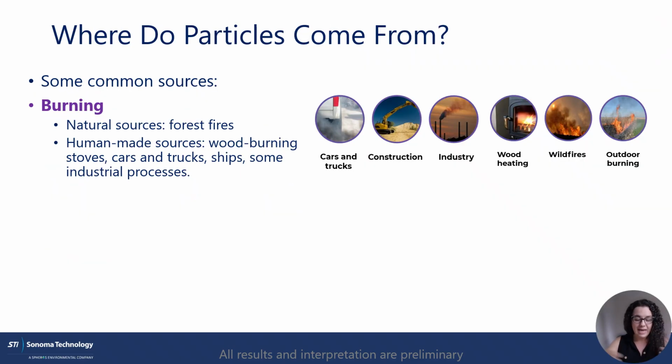Okay, so now that we understand what particles are and how they affect us, let's talk about where they come from. Some common sources of particles that you might be familiar with include burning. Those include natural sources, so if we think of forest fires, there's often a lot of smoke that comes out of forest fires. There's also some human-made sources. If we're burning wood for our stoves, or if we're burning wood in fireplaces, that can produce a lot of particles. Cars and trucks, the exhaust pipes oftentimes produce a lot of particles. You can often see a lot of smoke coming out of some of those.